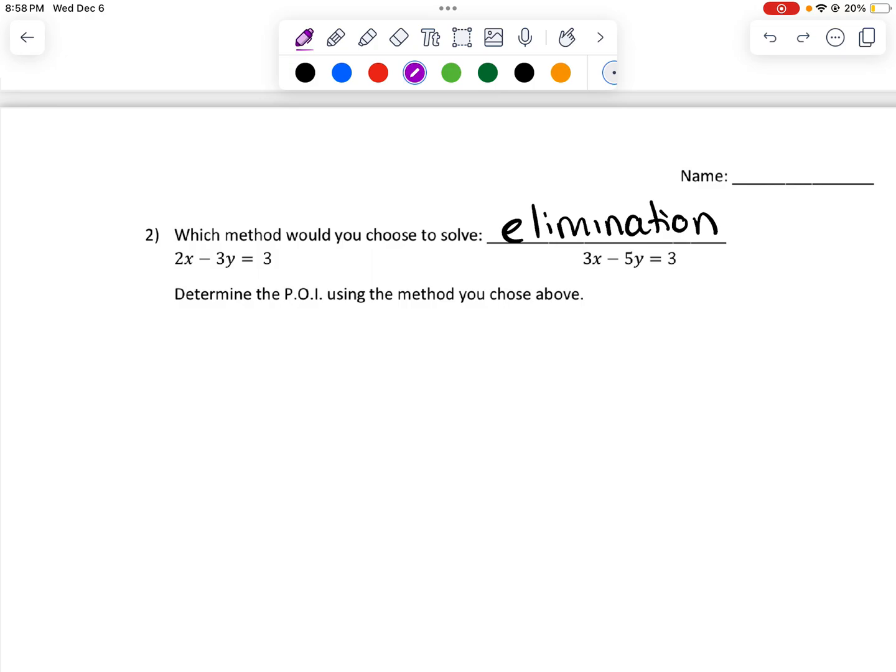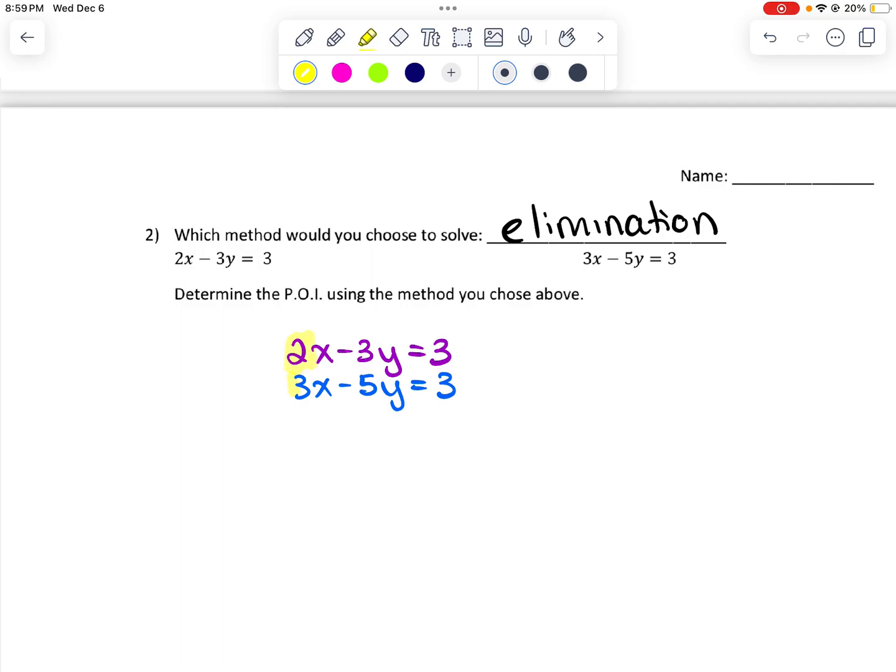So for elimination, I'm just going to write my equations on top of each other. So 2x minus 3y equals 3. And I'll write my other one in blue, 3x minus 5y equals 3. Now for elimination, you have to make sure one of the coefficients is the same. So let's look at the x's.